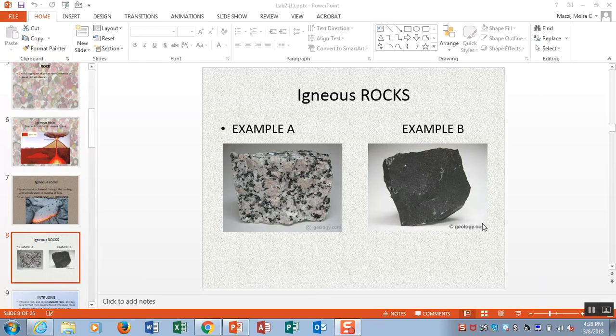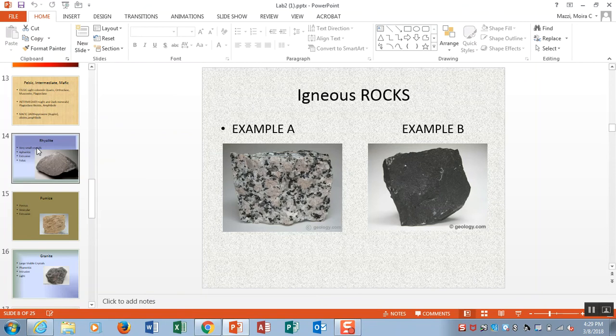Whereas when you look over here at example B, you can't see any individual minerals. This is considered fine-grained. And so what you can infer from that is that this was erupted out of a volcano. This formed very quickly as it was erupted from a volcano.